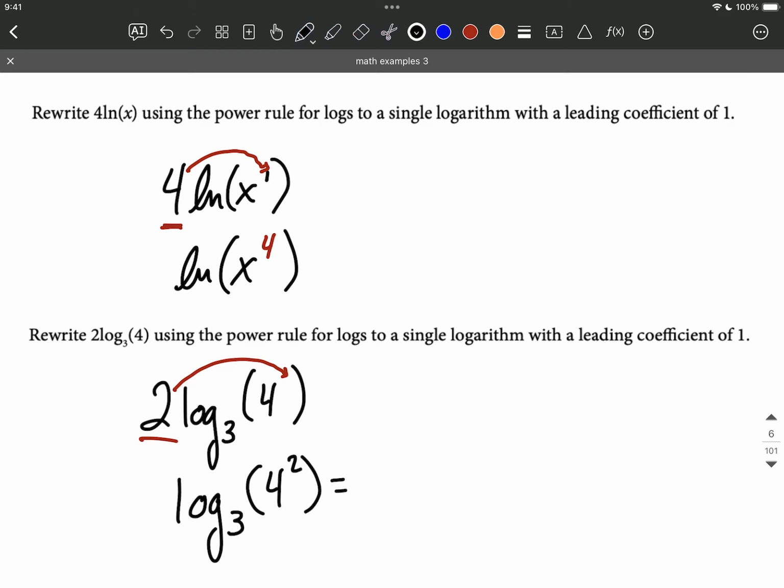Maybe you want to clean this up. I would say mission accomplished already, right? Because we have a 1 out in front. But this will be log base 3 of 4 to the second power, which means 4 times 4, which gives us 16. There we are. Pretty easy examples. Hope this helps.